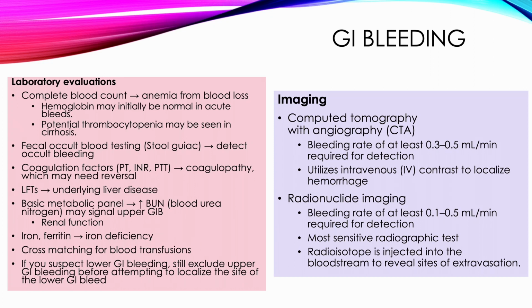Imaging wise, CTAs are pretty good. They can detect a small bleed, and they use IV contrast to do that. There's also radionucleotide imaging where we can tag the blood to look for blood loss or sites of extravasation. That is considered technically the most sensitive radiographic test for bleeds. But by and far, we do the scopes first.